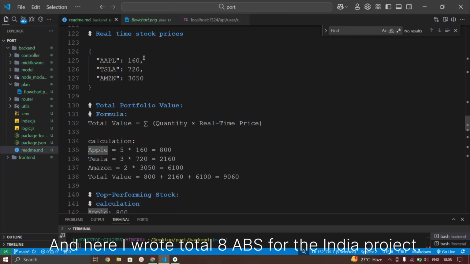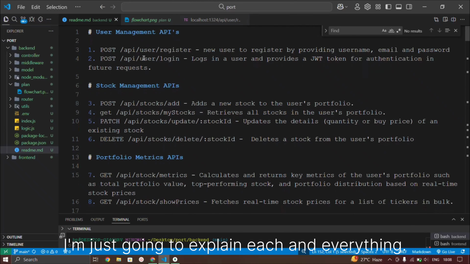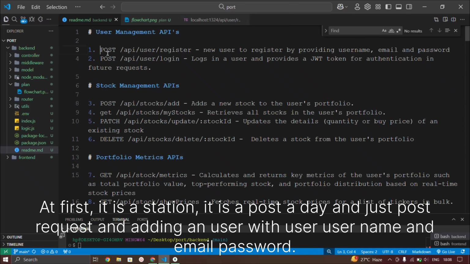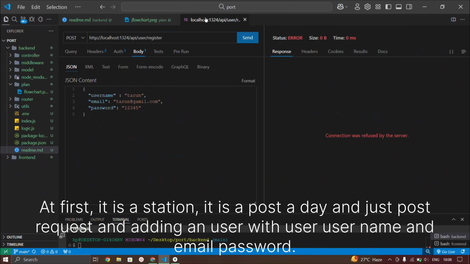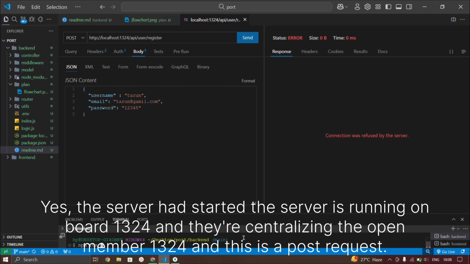And here I wrote a total of 8 APIs in this project. I'm just going to explain each and everything. At first, the registration API. It is a POST API, a post request adding a user with username, email, and password. I'm starting my server with npm run app. Yes, the server has started.